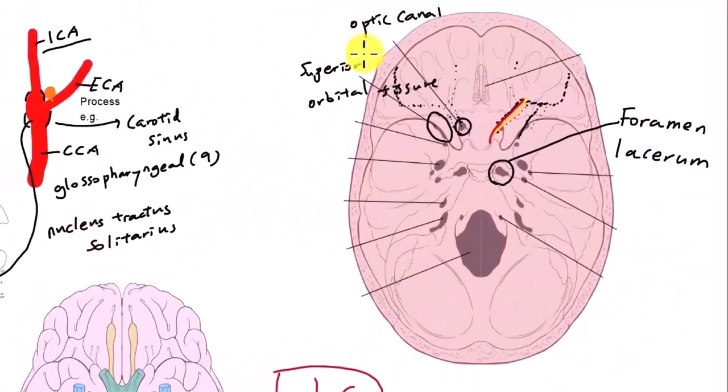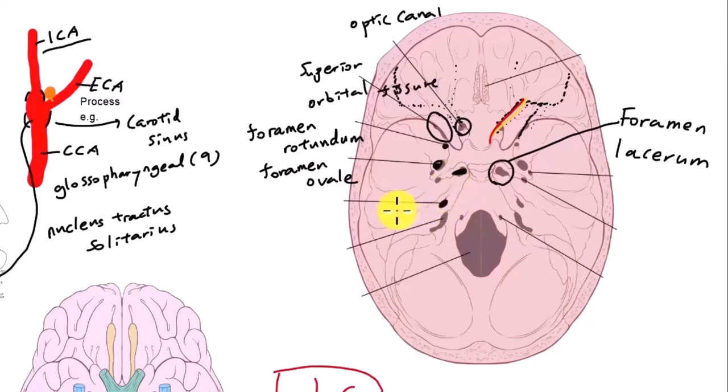So as I mentioned before, this is the optic canal and this is the superior orbital fissure, both of which link towards the orbital cavity. Below this little hole is foramen rotundum, and this one is foramen ovale. This one over here is foramen lacerum, where the internal carotid artery emerged. And this one over here is the internal acoustic meatus.